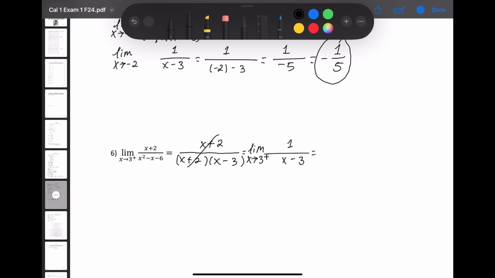So from here we can go ahead and evaluate. I'm just going to go downward at this point. Go ahead and plug in. And it's going to be a plus, and that's going to give us positive infinity. And that's your answer for that one.